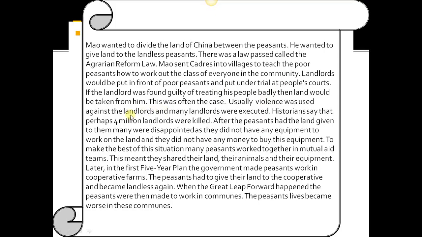If we come further down, mentioning a statistic there, 4 million landlords were killed. That shows knowledge, your own knowledge. If I go further down, mentioning the first 5-year plan in the correct order, and then mentioning the cooperative farms and then the communes, shows that I know what I am talking about, and I've structured it that way.